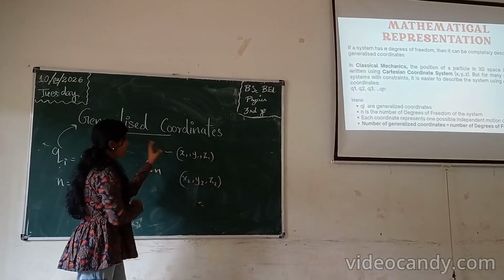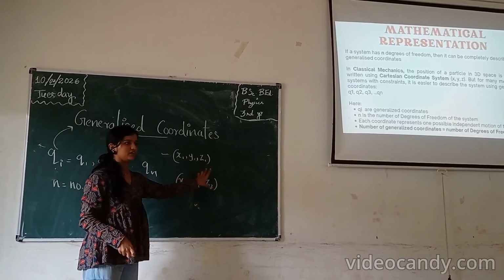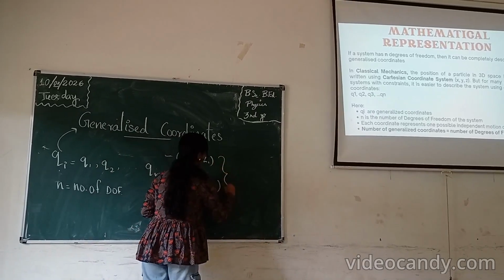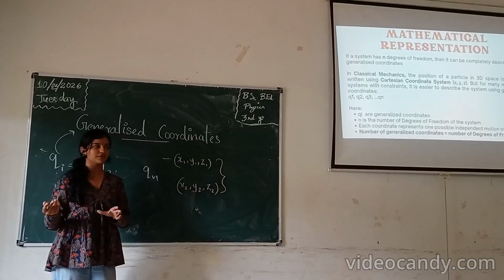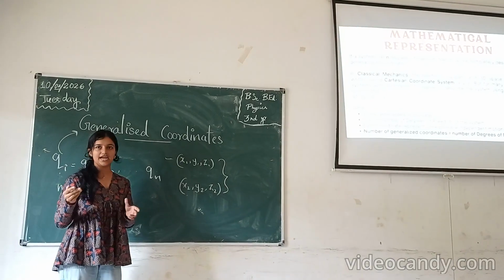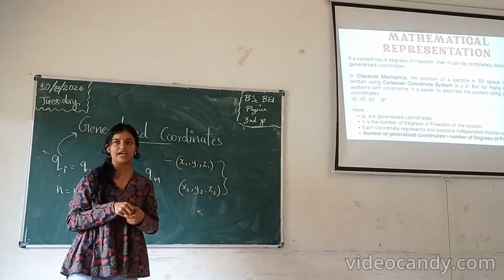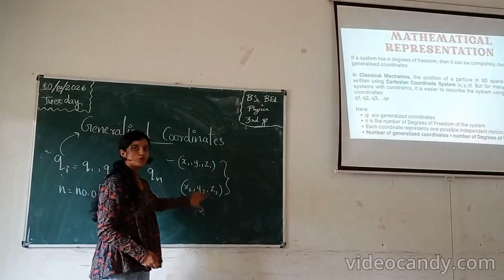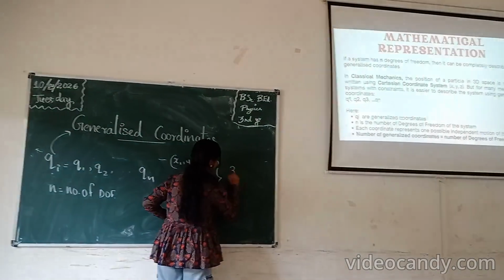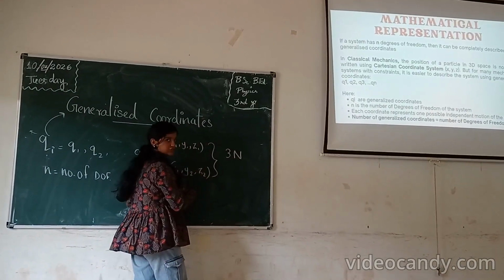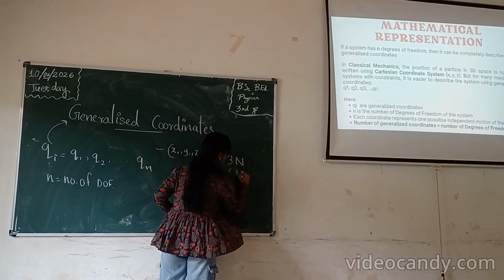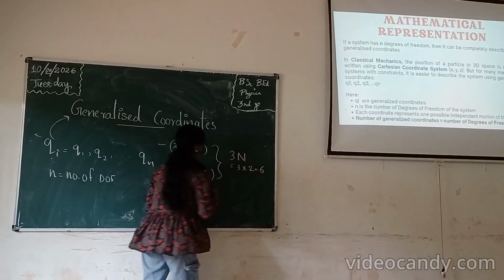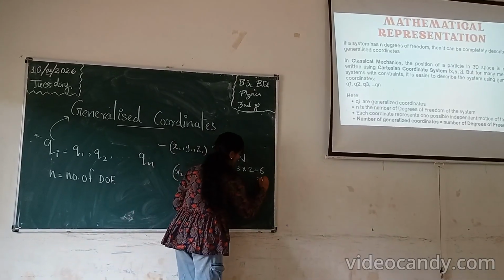So what will be the degrees of freedom for 2 particles? These are 2 particles, so what will be the degrees of freedom? 3n, right? We can find the degrees of freedom as 3n, where n is the number of particles. Here there are 2 particles, so for 3n, n is 2. So it will be 3 into 2, which is 6. These are the degrees of freedom.